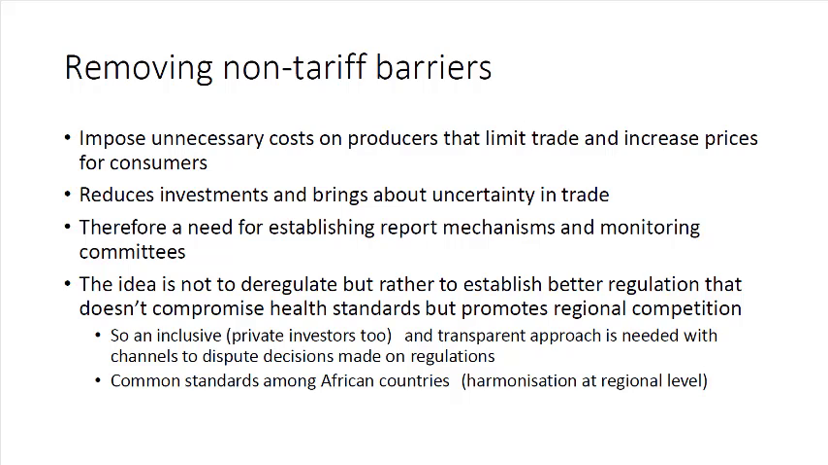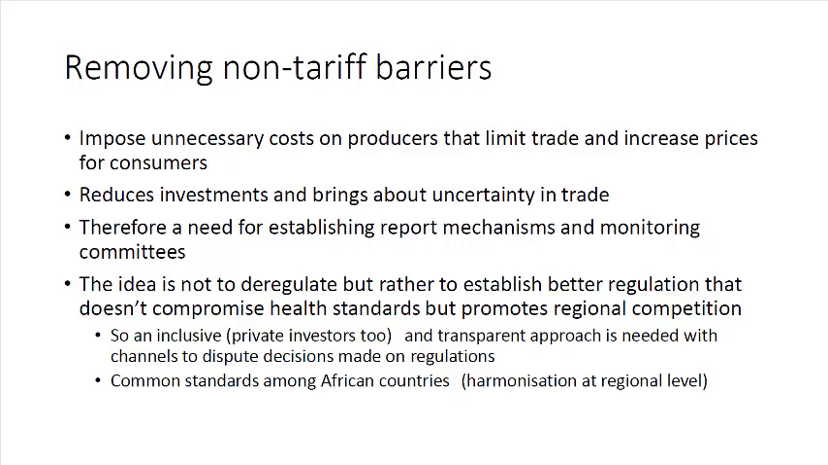So there is one thing that we need to look at, and it's definitely removing the non-tariff barriers. By addressing them, we try to remove the unnecessary costs that we put on producers, which limits trade and usually results in increased prices for consumers. By non-tariff barriers existing, we are causing unnecessary costs to producers, and in the end that means higher prices for consumers.